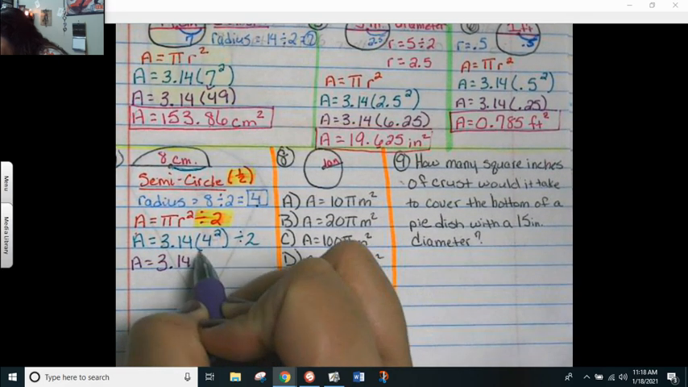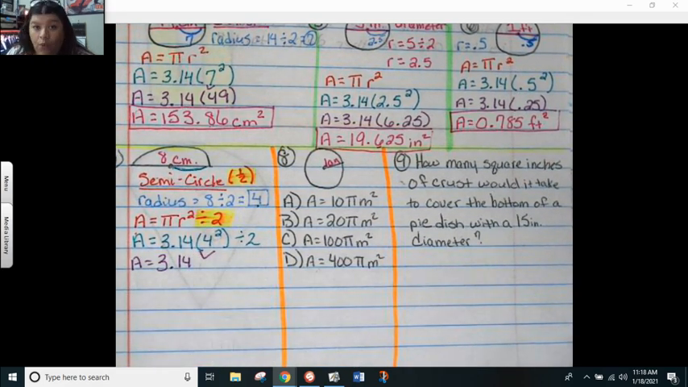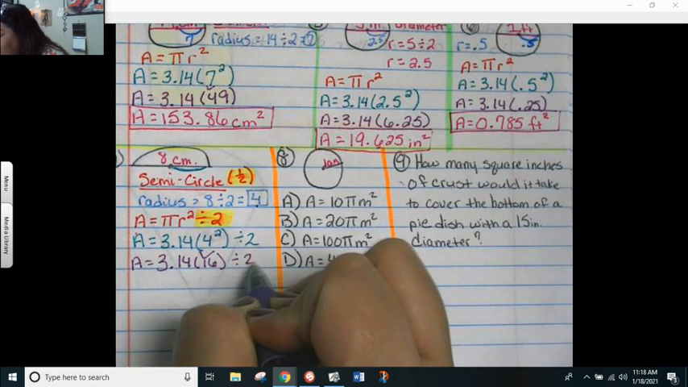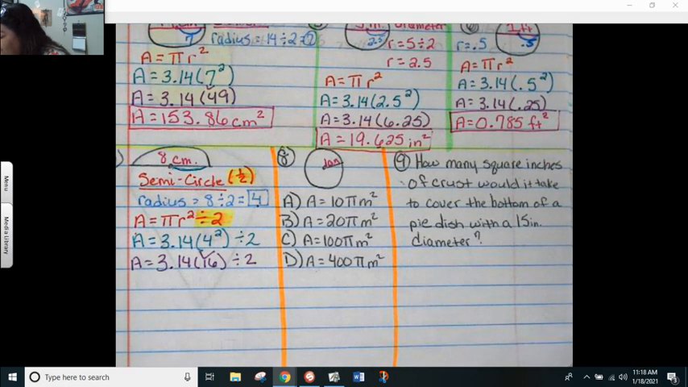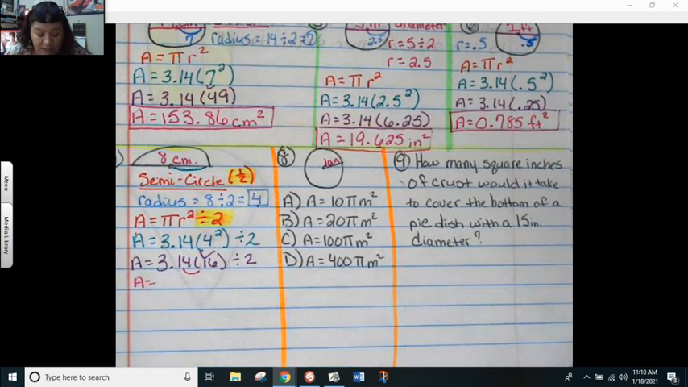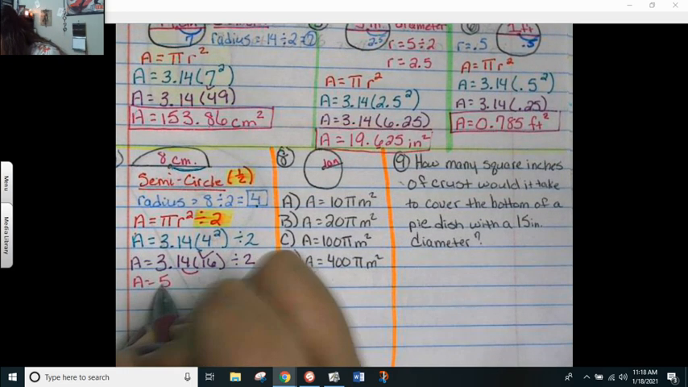4 squared means 4 times 4, which is not 8, guys. It's 16. 4 times 4 is 16. So I'm going to put 16 right here. And then don't forget to divide by 2. I'm going to go ahead and follow left to right. So 3.14 times 16 gives me 50 and 24/100.